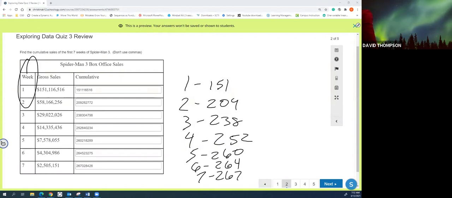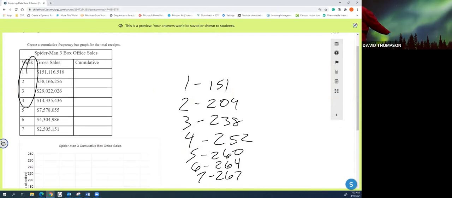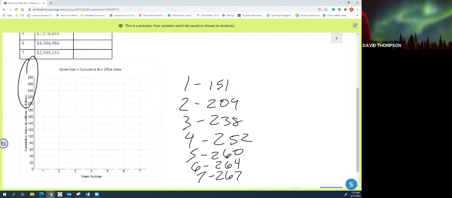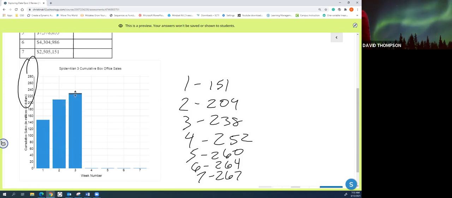Okay, now I can answer. So we're looking at the first 3 digits, that's your million. So now we're gonna fill it in. We'll find week 1, and we'll approximate 151 million. That should be somewhere around there. Week 2 had 209, so it should be in between 200 and 220. Week 3 had 238 million, so that should be just below 240.